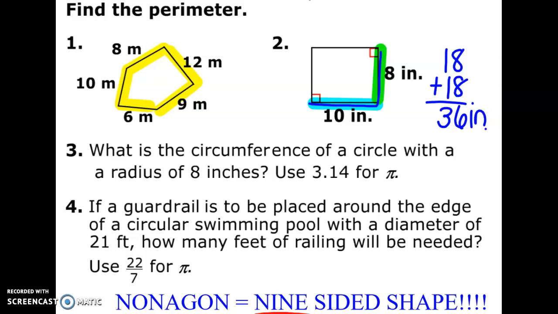All right, number 3 says, what is the circumference of a circle with a radius of 8 inches? Use 3.14 for pi. Remember, our formula is pi times diameter. I know I'm going to put 3.14 in for my pi. I have a radius of 8, but my formula has diameter, so if the radius is 8, to get the diameter, we would double that and get 16.